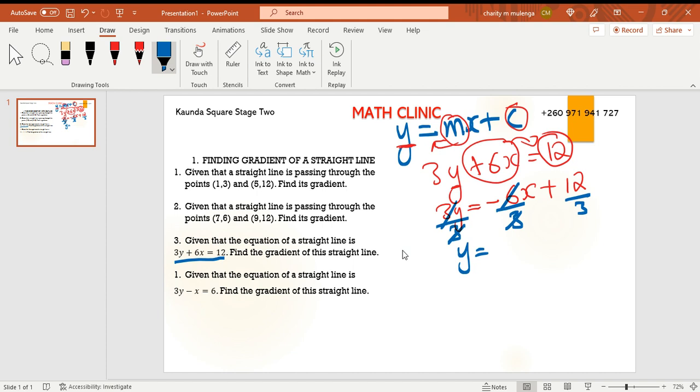So 3 into 6, we are getting negative 2x, plus 3 into 12, we're getting a value of 4. So in this case, our gradient is this value that you're seeing there, negative 2. This is how you compute your gradient if you are given a straight line equation. If you're given a straight line equation, you have to make y the subject. But if you're given coordinates, you have to use the coordinate formula for finding gradient. Okay, nice.